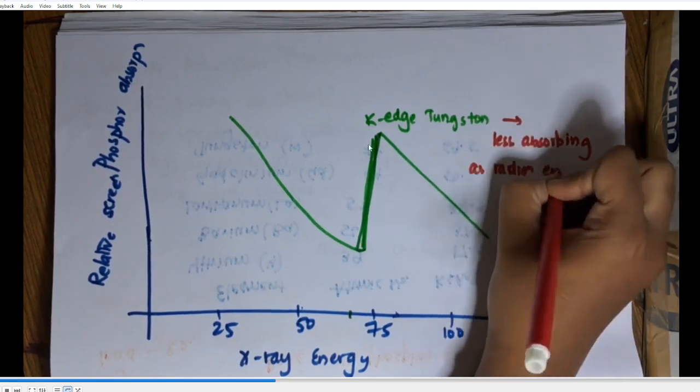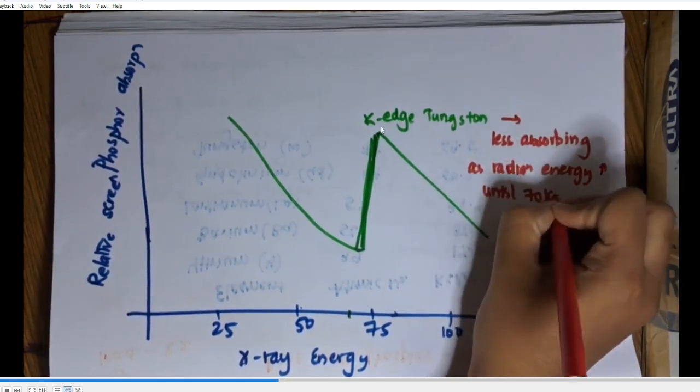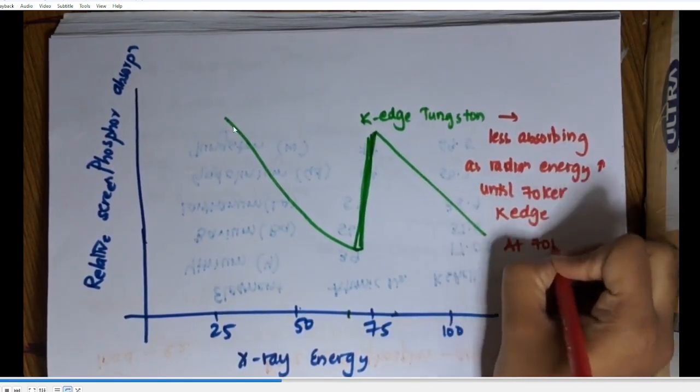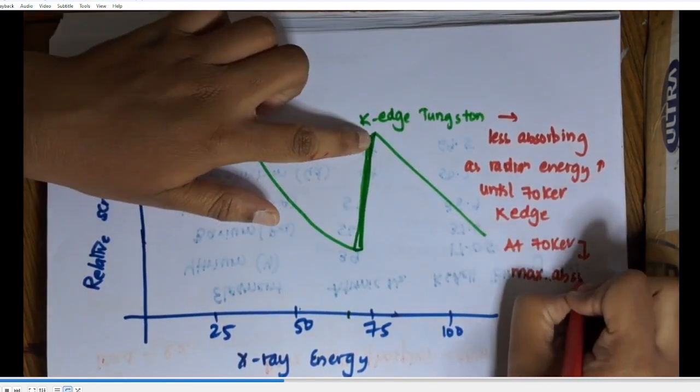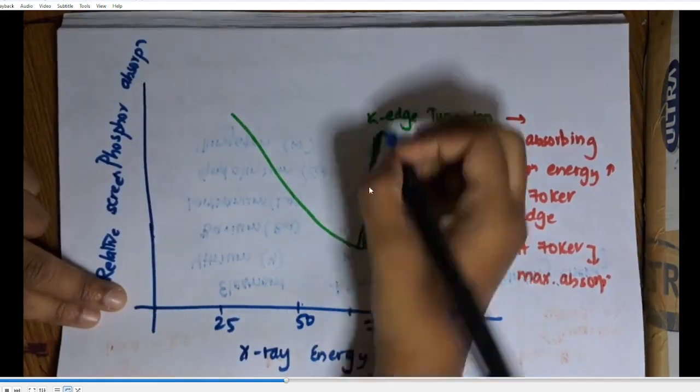This is the K edge of tungsten. So the calcium tungstate is less absorbing as the radiation energy increases until 70 kiloelectron volts, that is the K edge. At the K edge, or 70 kiloelectron volts, the calcium tungstate shows maximum absorption.